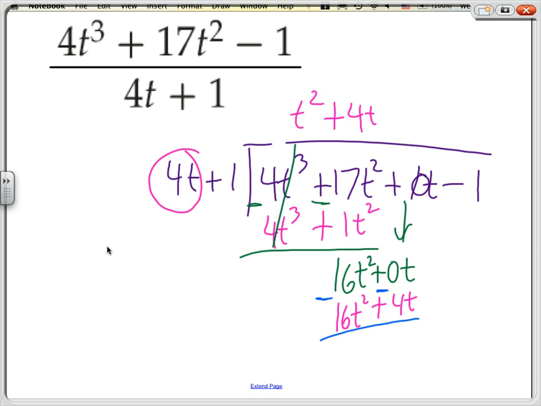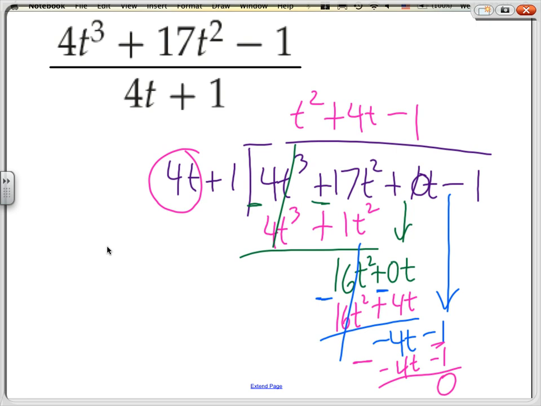And then I subtract, right? 16t squared minus 16t squared, gone. I don't have to worry about that. 0t minus 4t is negative 4t. And then what do I do? Bring down the negative 1. See, step by step. The last thing, what are you going to do? Negative 1. Very good, because 4t times what is negative 4t? Only negative 1 left, and you distribute that. Don't you have negative 4t and negative 1? If you're subtracting, you know your answer is going to be 0. So your remainder is 0. You don't have to attach it. So your final answer for this is t squared plus 4t minus 1.